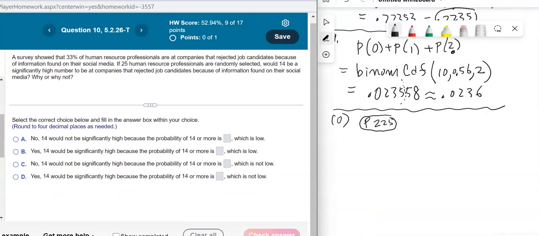Now what I wanted to do here is determine whether 14 is significantly high. To figure that out, we first need to find the probability of x greater than or equal to 14. If this probability is less than or equal to 0.05, then this is significantly high.